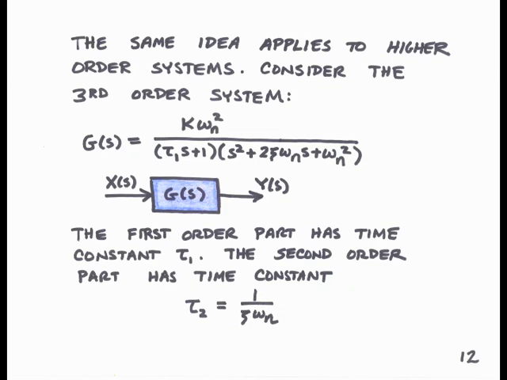This same idea can be applied to higher order systems. So let's now consider a third order system, given as G(s) here. This system has one pole on the real axis with a time constant tau1 and a pair of complex poles that are underdamped, which have a time constant tau2 equal to 1 over zeta omega n, where omega n is the undamped natural frequency of the poles and zeta is the damping factor.